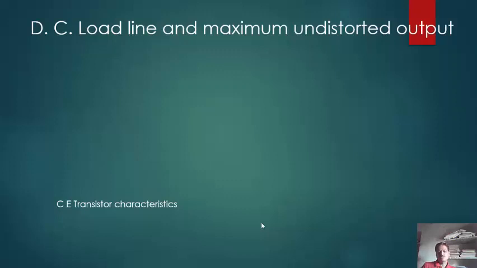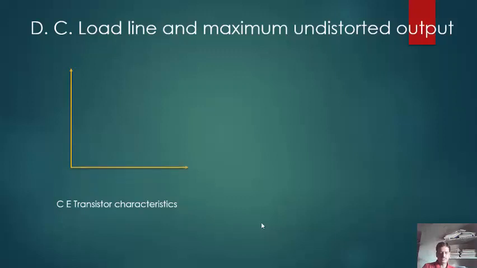So, when we are discussing the DC load line, first of all, we have to know about the characteristics of the transistor. The characteristics of the transistor mean the relation between the voltage across emitter and collector and the current flowing through the collector. So, the characteristics of the transistors are like this.